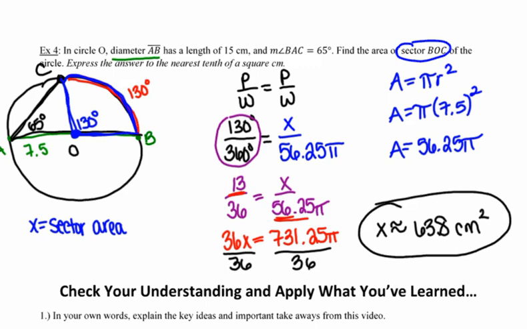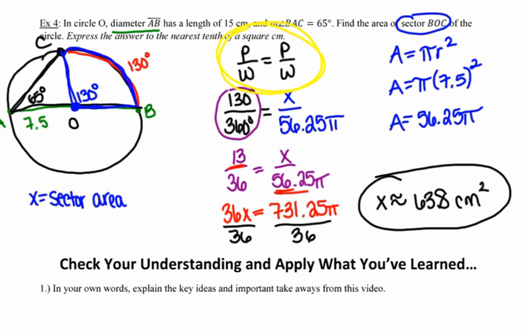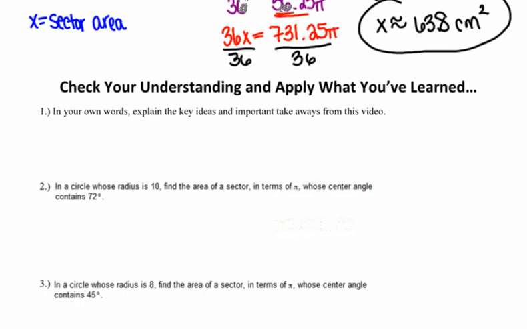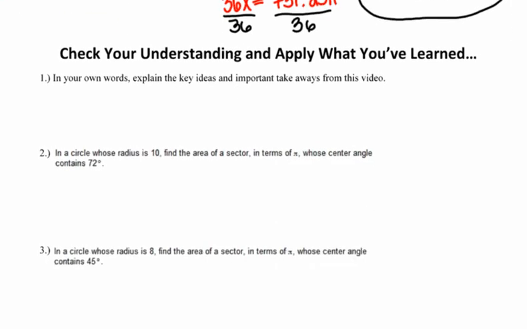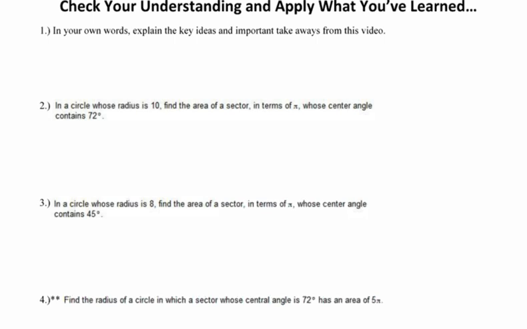All right, so that's pretty much it on area of a sector. Really, it all boils down to this comparing parts with wholes. Again, whether it's central angles, areas, or arc lengths. As always, I do want you to take a few minutes and reflect upon what you've seen, and in your own words, summarize the key ideas and important understandings, and then see if you can use what you've learned in order to solve those questions down at the bottom of the page.